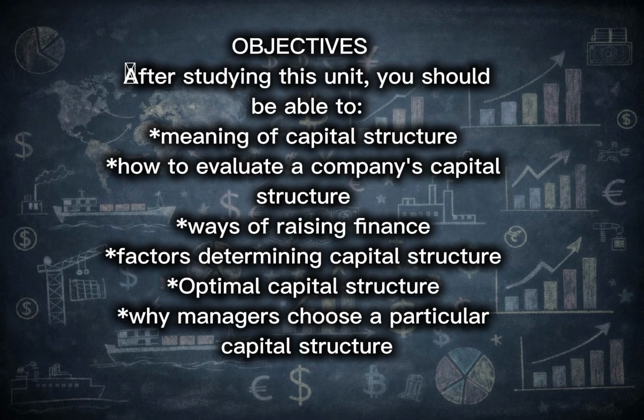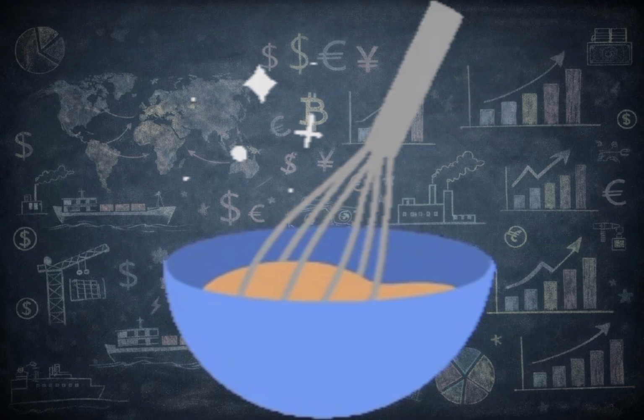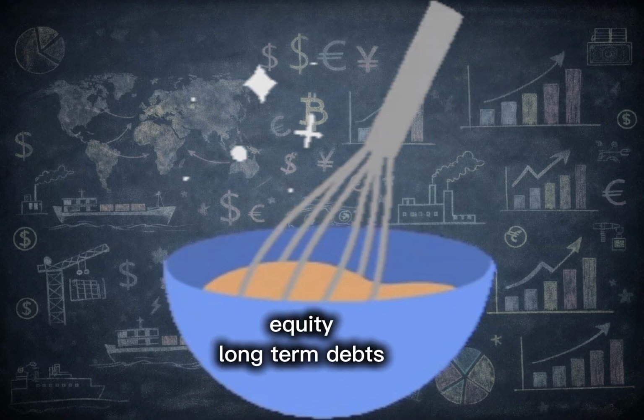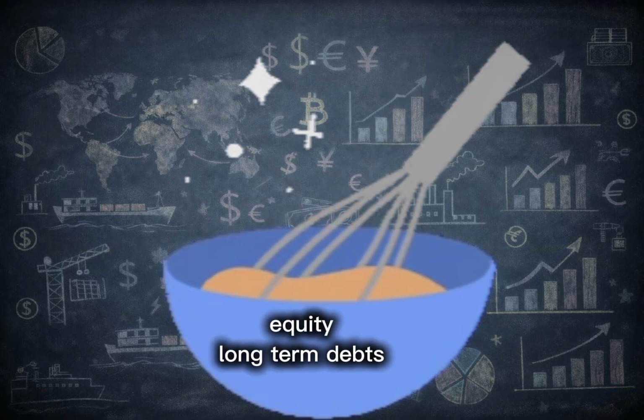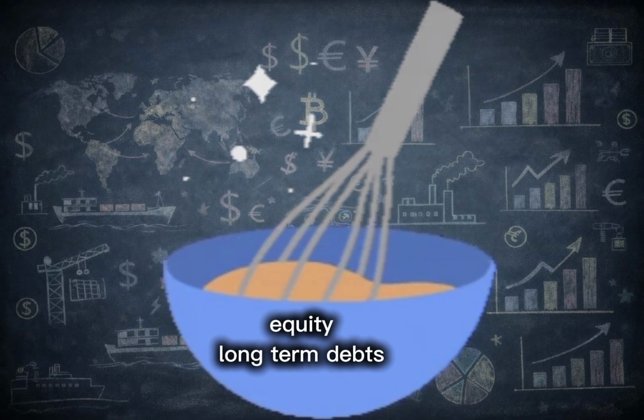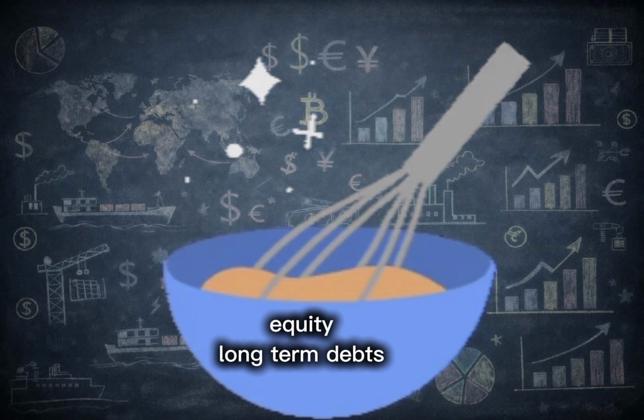So what is capital structure? Capital structure is a mix between owner's fund and borrowed fund. That is, it is a mix between equity and long-term debt that is used to finance a business operation and growth. Capital structure simply means the capitalization of the business, how the combinations of different forms of capital were used in financing the business.